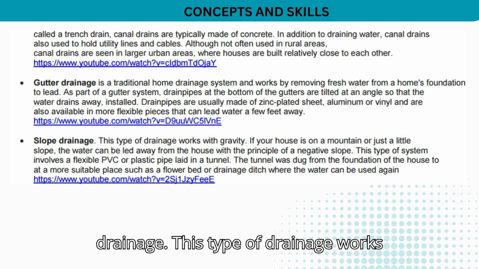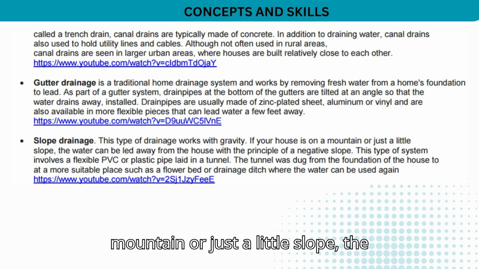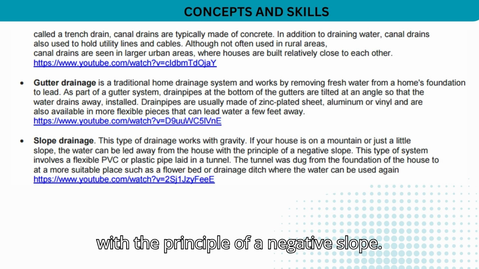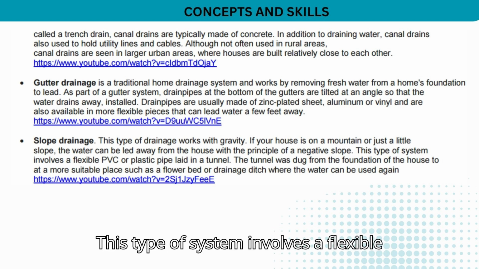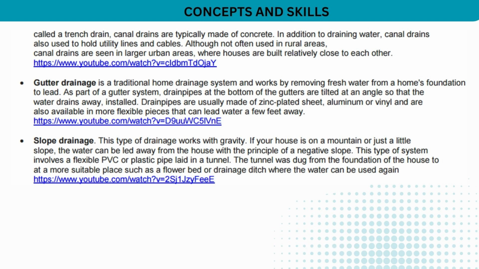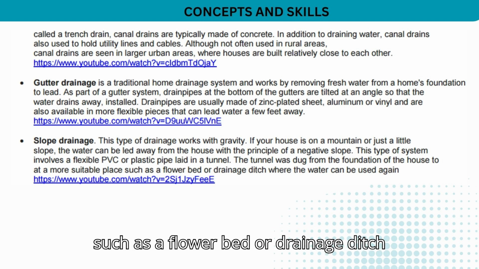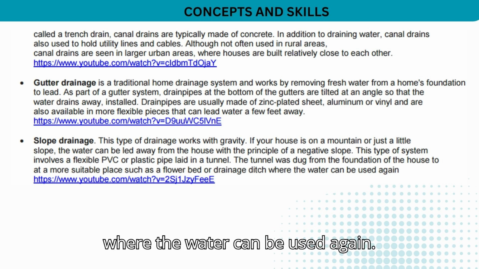Slope drainage. This type of drainage works with gravity. If your house is on a mountain or just a little slope, the water can be led away from the house with the principle of a negative slope. This type of system involves a flexible PVC or plastic pipe laid in a tunnel. The tunnel is dug from the foundation of the house to a more suitable place such as a flower bed or drainage ditch where the water can be used again.